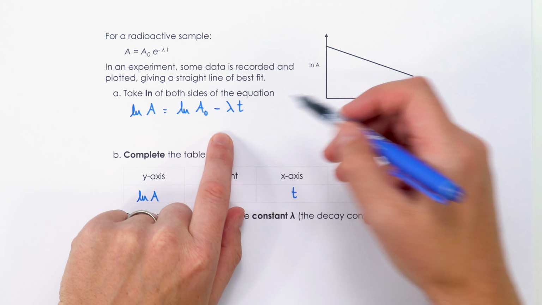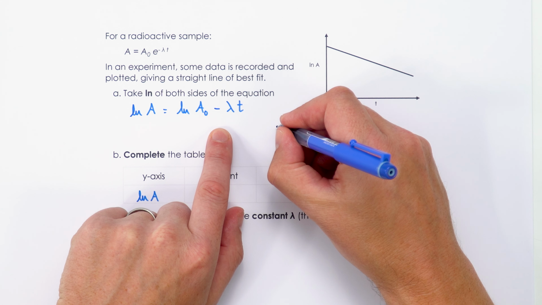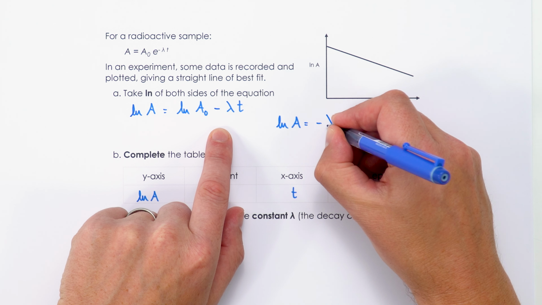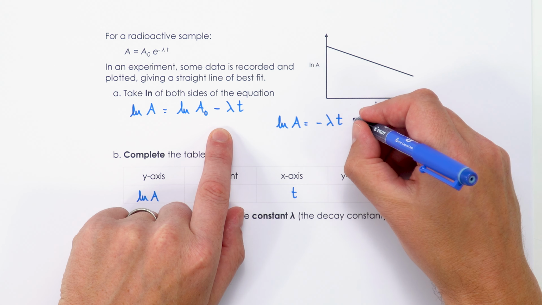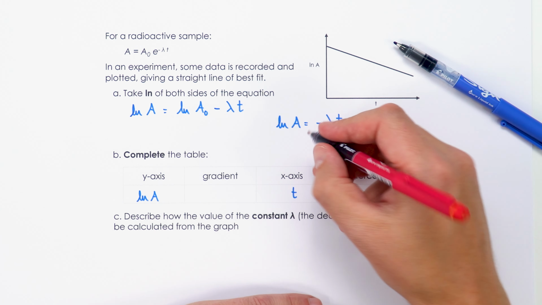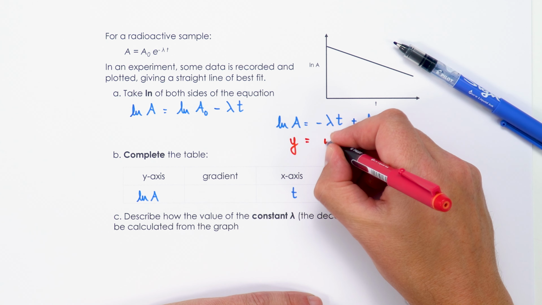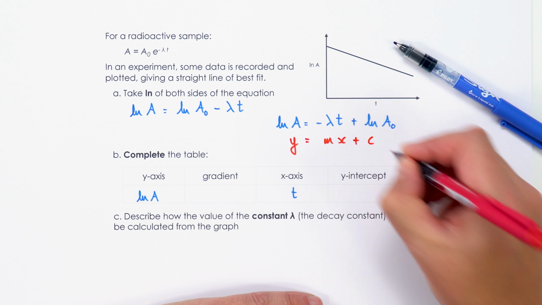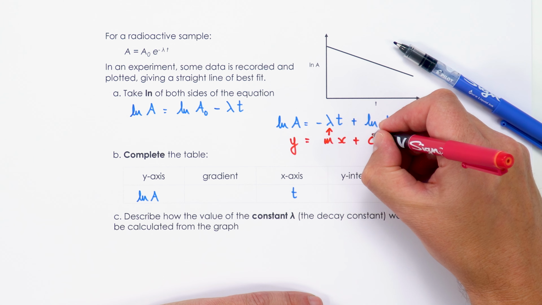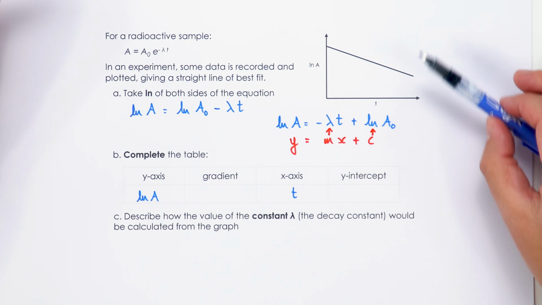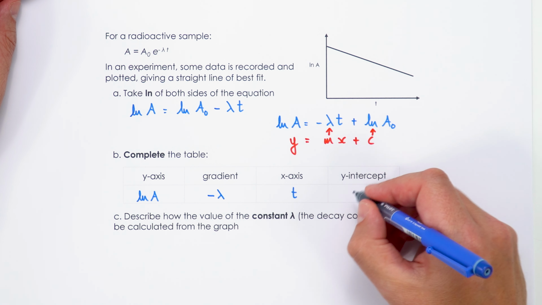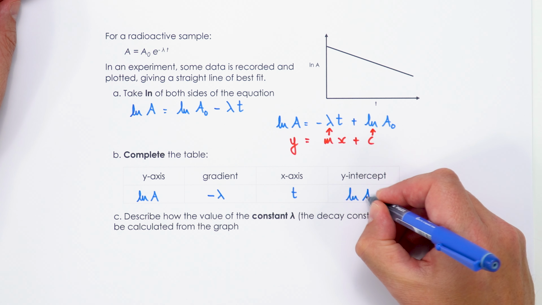Well, the first thing I'm going to do is rewrite this in the form of y equals mx plus c, where we can say the natural log of A is equal to minus lambda t plus the natural log of A naught. And we can see how this is related to the equation y is equal to mx plus c. So here, the gradient is equal to minus lambda, and the y-intercept is equal to the natural log of A naught.